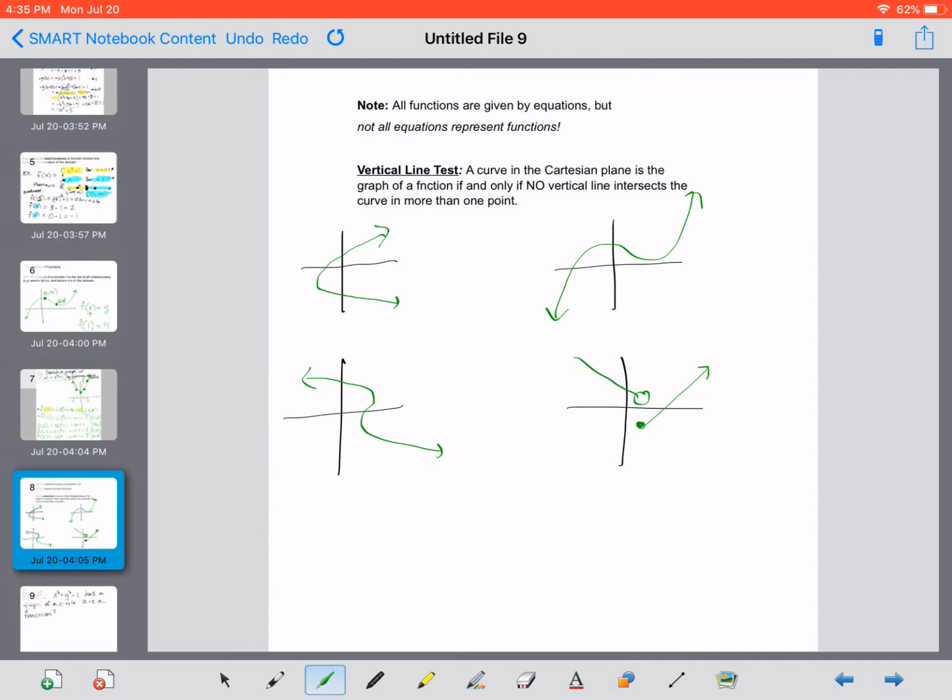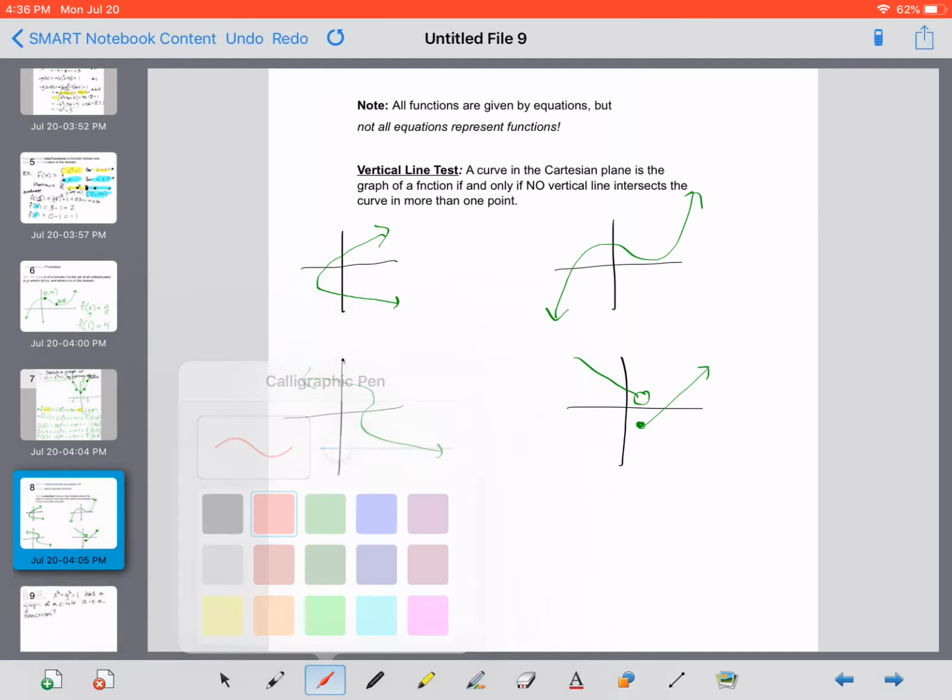All right, now the vertical line test says a curve in the Cartesian plane is the graph of a function if and only if no vertical line intersects the curve in more than one point. That is, if you can draw a vertical line anywhere in the Cartesian plane and it hits your curve in more than one spot, it's not a function.